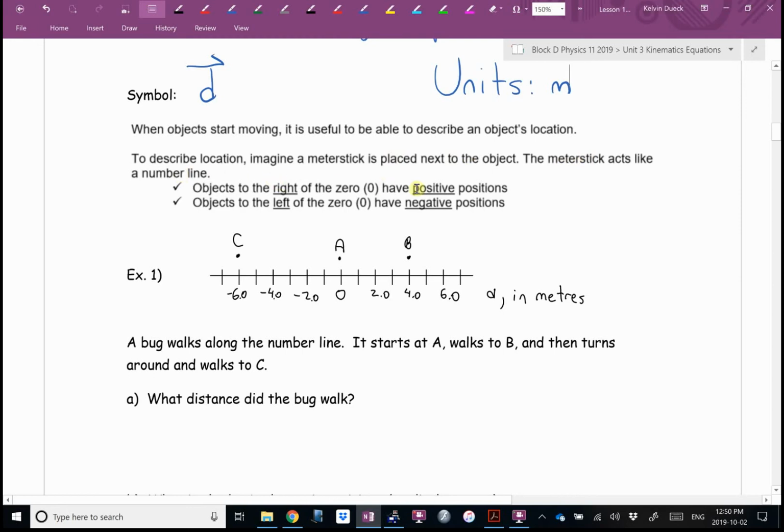Objects to the right we'll call positive. Objects to the left of 0 we'll call negative. That's not a hard and fast rule, by the way. Once or twice this year, we'll say, you know what? It's going to be easier to let to the left be positive because it's going to make the math nicer. Sure. As long as you change your frame of reference, you'll be okay.